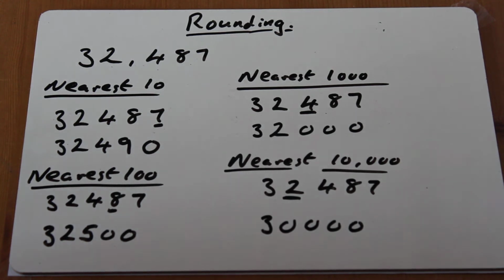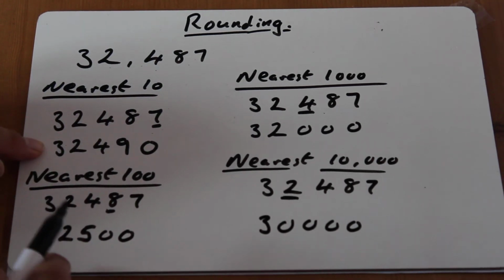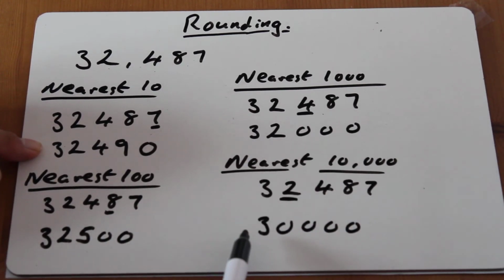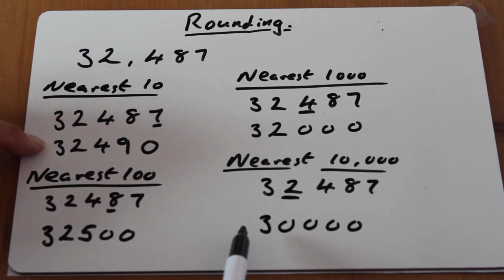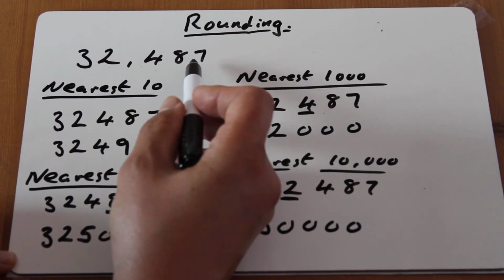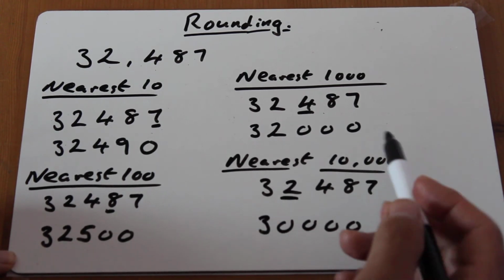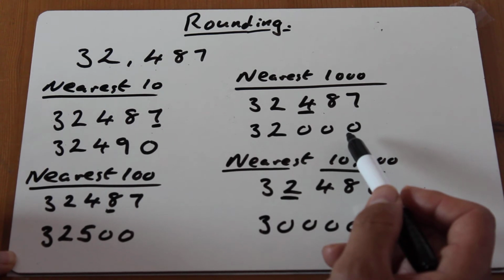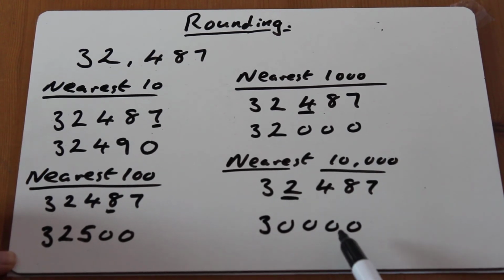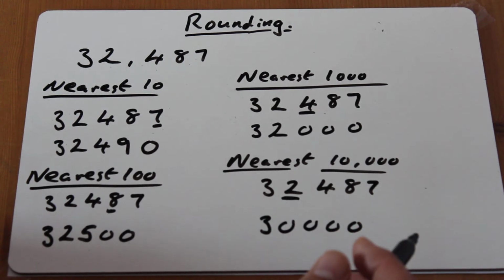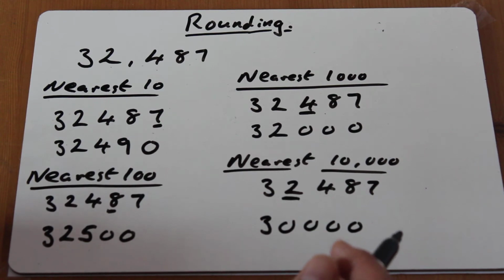Now, it's quite interesting to notice the accuracy of your answers as you go further away. When you look at the nearest 10, compare it to the nearest 100, compare it to the nearest 1,000, compare it to the nearest 10,000. We're pretty close here, we're only 3 away. Then we're only 13 away. But then we're 487 away. Then we're 2,487 away. So it's just quite interesting to notice something like that.